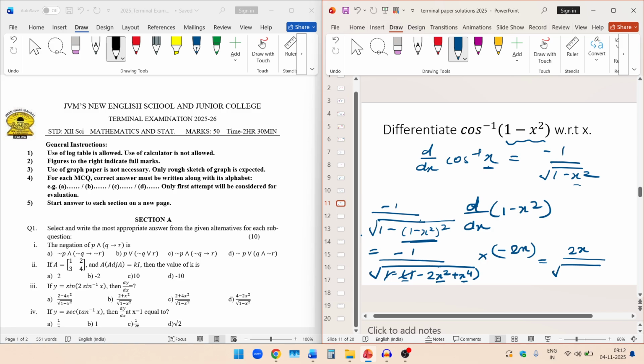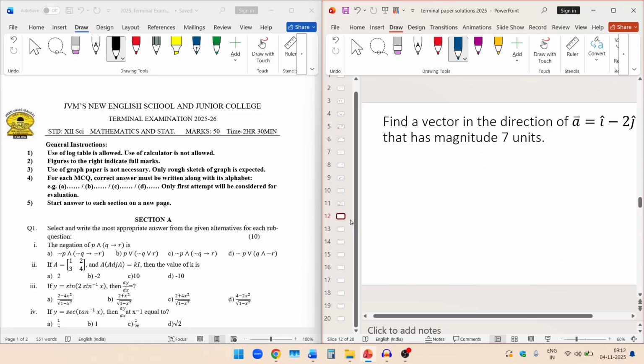I can take x square common and it comes out of the root. So what remains is x and square root of 2 minus x square. This is what remains, right? Okay, so now we can eliminate x, and the answer is 2 divided by square root of 2 minus x square. This is the answer. Okay, let's go to the next question.